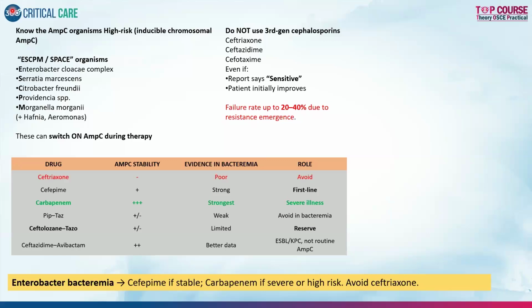But the first 3 generations of cephalosporins is a strict no. If you see this table, you'll understand. So Enterobacter bacteremia: cefepime if stable, you can use carbapenem if severe or high risk. I think I've answered your question.